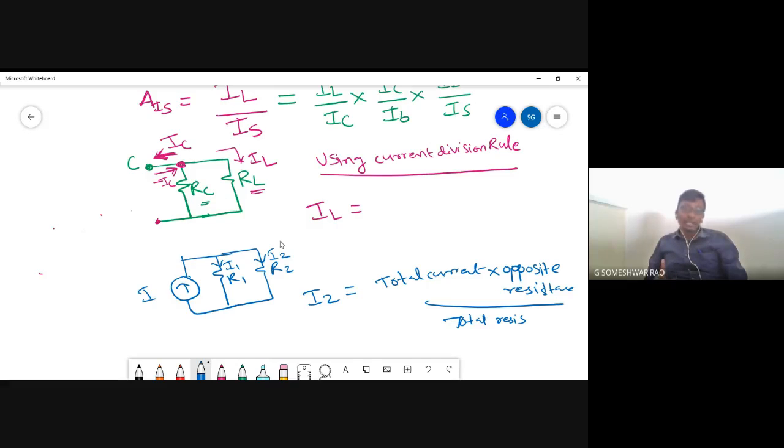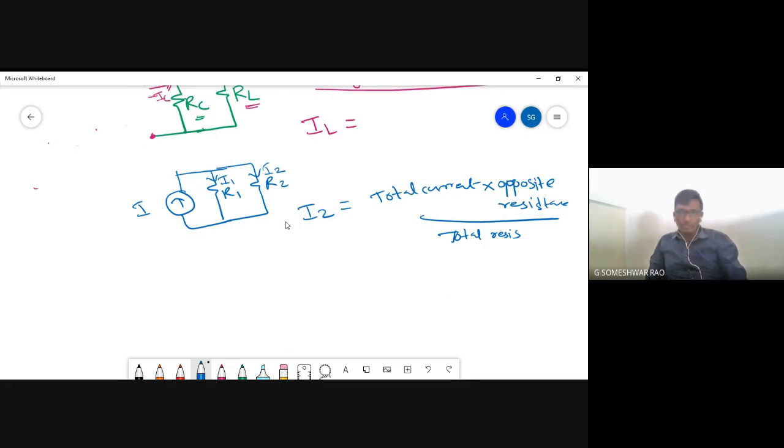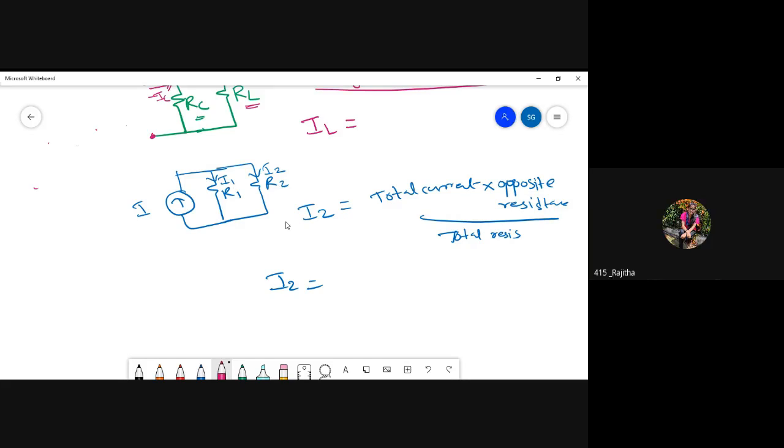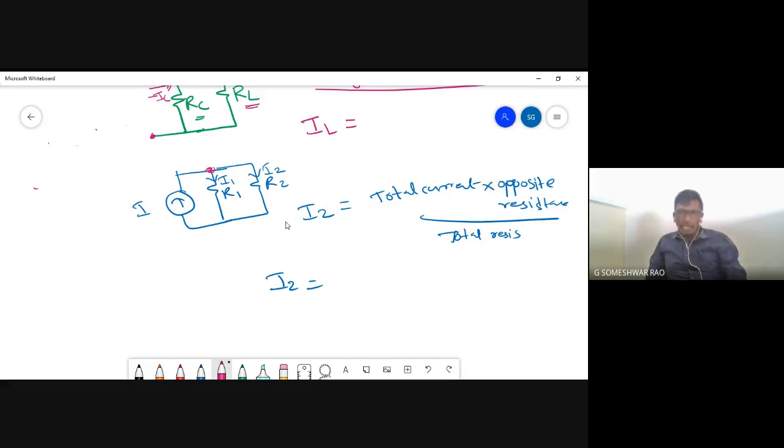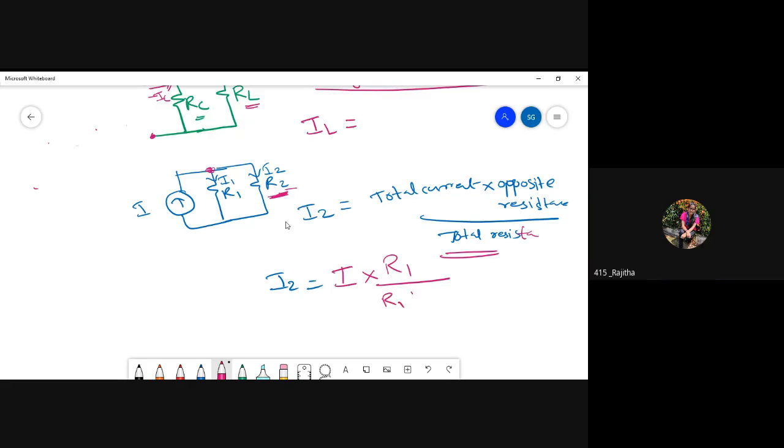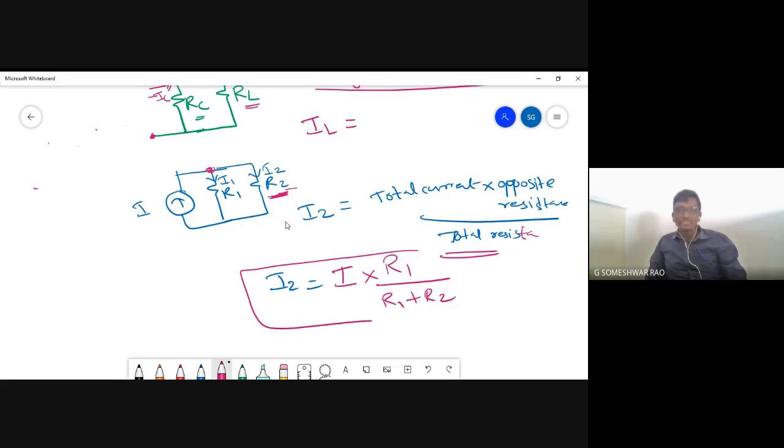This current division keeps coming again and again. Earlier you answered for the voltage division rule, but not for the current division rule. Now tell me, what is I2? What is the total current flowing through this one? I2 is the total current I into opposite resistance. We are calculating I2, so R2 is that particular resistance. What is the opposite resistance? R1. Very good. I into R1 divided by, what is the total resistance? R1 plus R2. Very good. This is the current division rule.